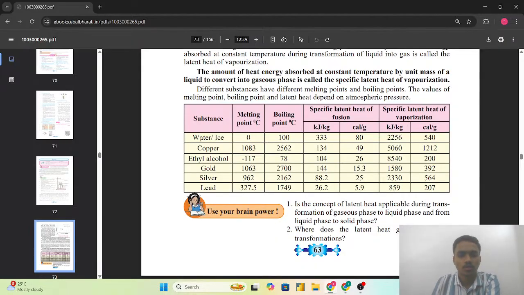Here we can see water and ice having a melting point of 0 and a boiling point of 100 degrees Celsius. The specific latent heat of fusion is 333 kilojoule per kg, that is 80 calorie per gram, and the specific latent heat of vaporization is 2256 kilojoule per kg, that is 540 calorie per gram. In the numericals, the values of the specific latent heat of fusion and vaporization are given.